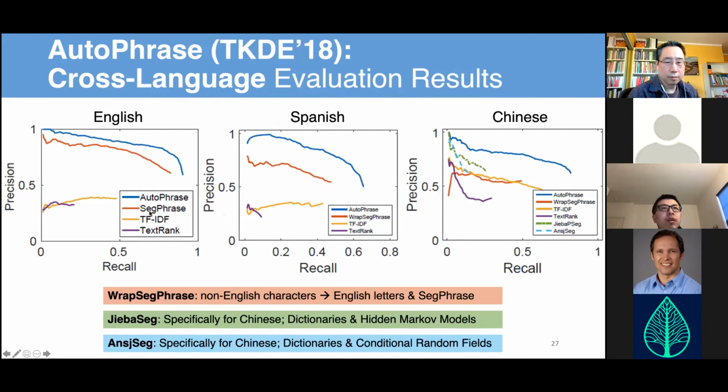For the SegPhrase, it was originally designed for English. So we try to do some wrapping for the Spanish and the Chinese. We will translate those non-English characters using English letters and digits. So the first token, the token ID 1 will be mapped to A. Token ID 2 will be mapped to B. So these methods are data-driven ones. We really don't care about what's the surface. So we can do this conversion.